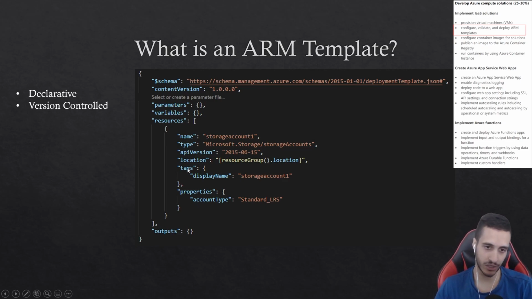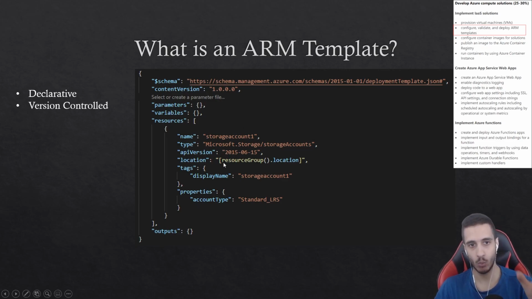Then we have the tag section, obviously, if you want to tag your storage account, and then just the standard properties. In this case, what account type am I choosing? And last but not least, there's the output section. This is if you want to define a specific output from your template. Typically, the goal of the template, again, is not to really specify an output. It's usually just to create resources on Azure. In this example, it is a storage account.